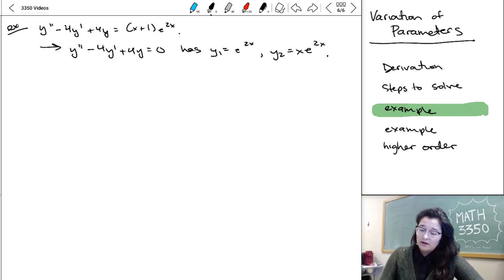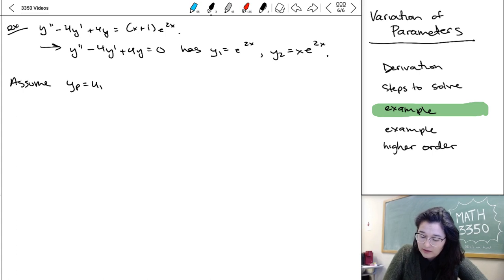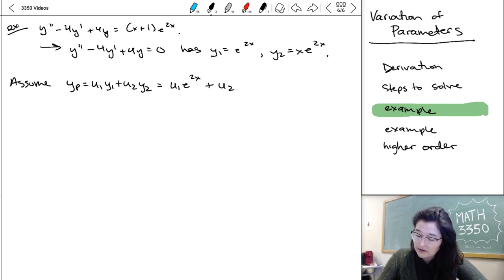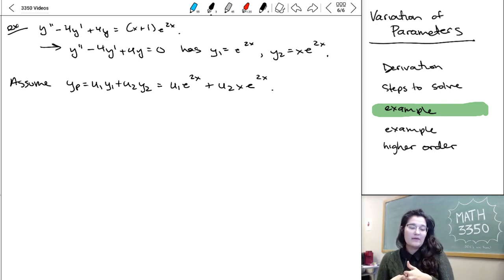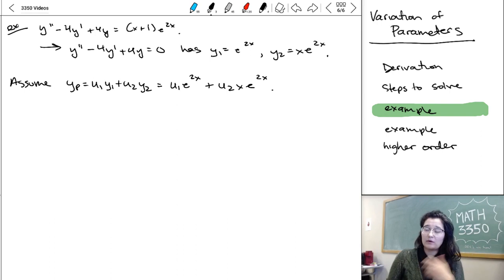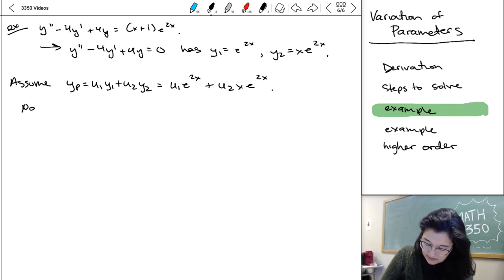So, to solve for our particular solution, we're going to start out by assuming that yp is equal to u1 y1 plus u2 y2. And for our specific y1, y2, that's going to be u1 e to 2x plus u2 x e to 2x. And then in order to calculate that u1 prime, u2 prime, I do end up needing derivatives of y1, y2. So let's go ahead and get those out of the way.